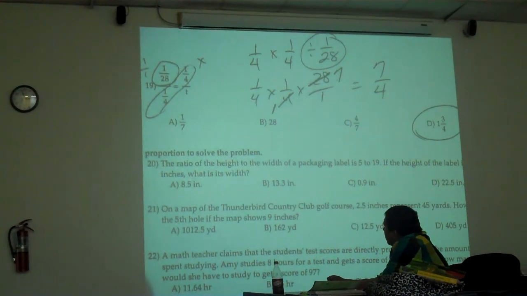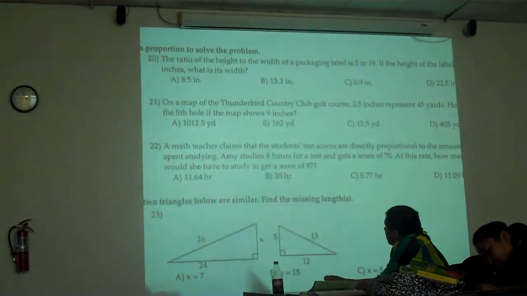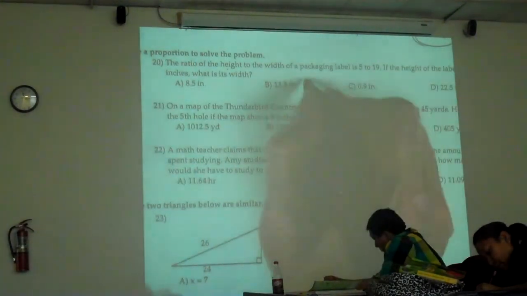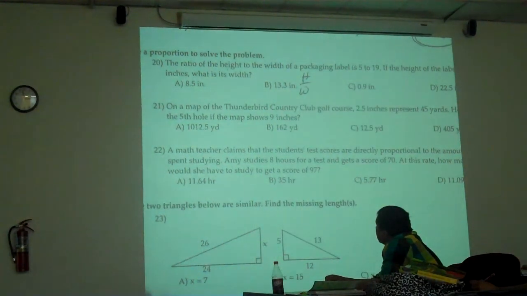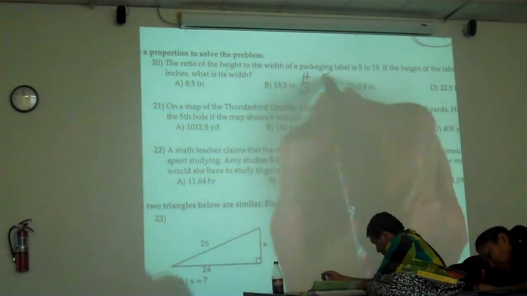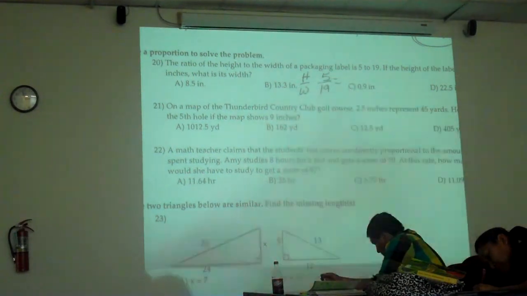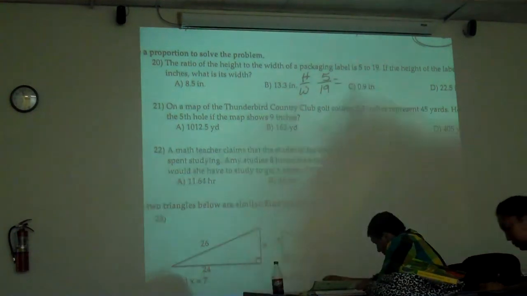Okay, number 20, use a proportion to solve it. The ratio of height to width. To solve this, I want you to put height over width: height on top, width on bottom. Height to width is 5 to 19. Okay? What's the rest of it?